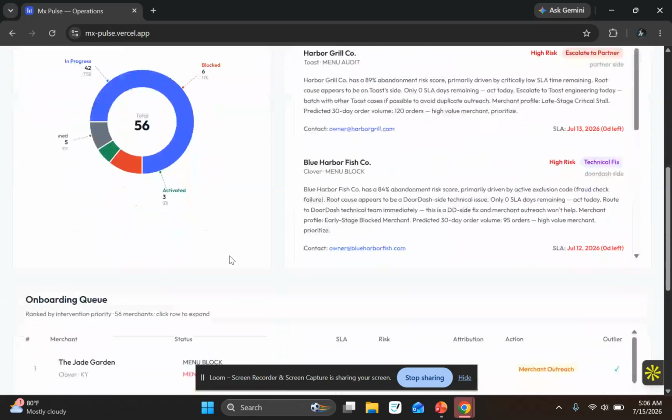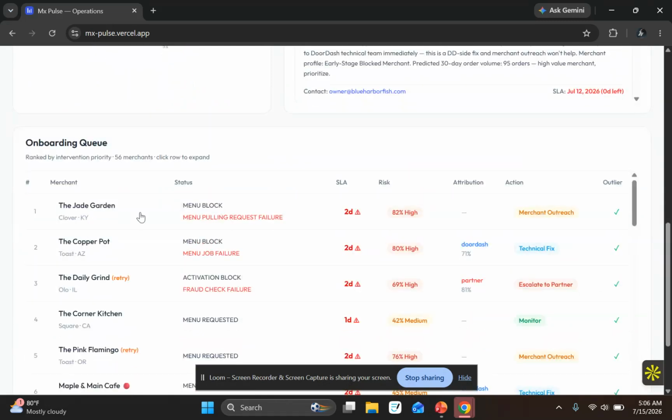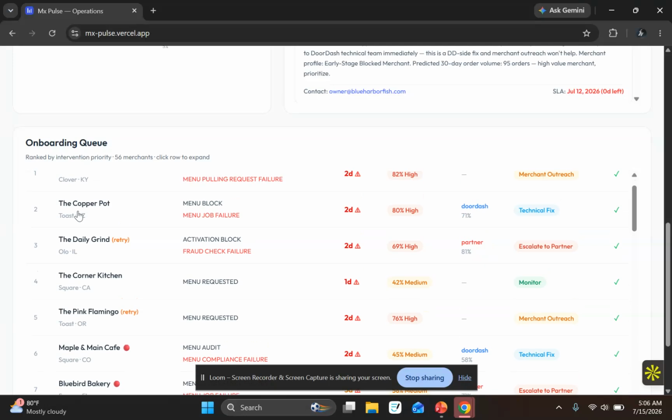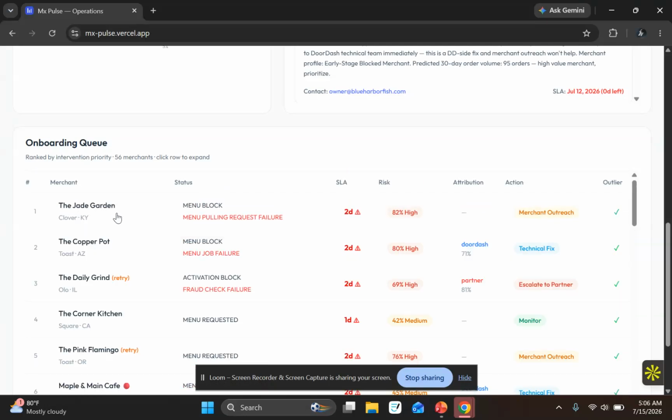Coming to the most important aspect of my solution, let us start with the onboarding queue. What the onboarding queue does is it takes the abandonment risk score, the SLA breach days, and exclusion code severity of all the merchants in the funnel and ranks them. Then it generates a priority list for the team to act on, placing the merchants with highest risk at the top of the table.